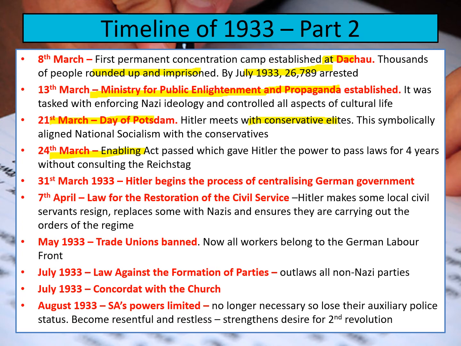So the Enabling Act, absolutely crucial. We'll come back to that. It's basically the legal establishment of a dictatorship. Obviously, it could still be removed by Hindenburg at this point, but that's absolutely crucial because it's really a sign of what's to come. By the time we get to the 31st of March, Hitler then begins the process of centralising German government and basically making local governments less powerful.